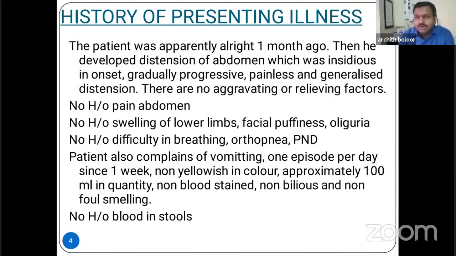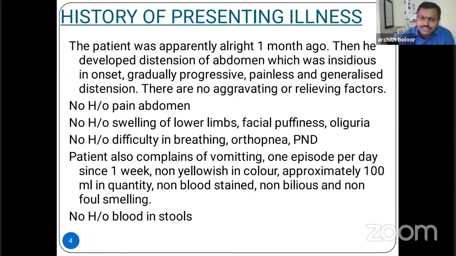More importantly, if the distension changes with position. Remember, all the other causes of distension do not change with position. If the patient says that when he sits up, the distension is different, and when he lies down, the distension is different, when he lies down, the flanks get full, if the patient gives you that history, definitely we are dealing with ascites as the cause.